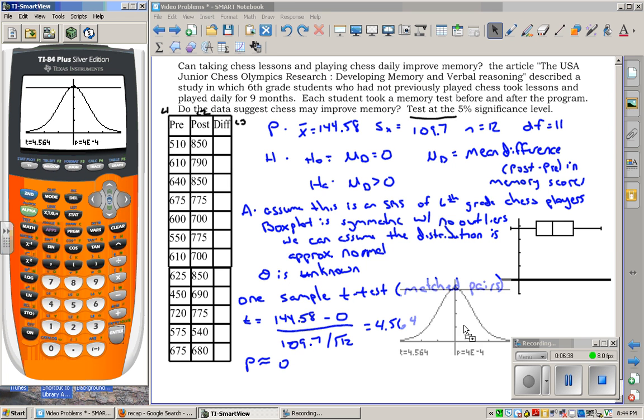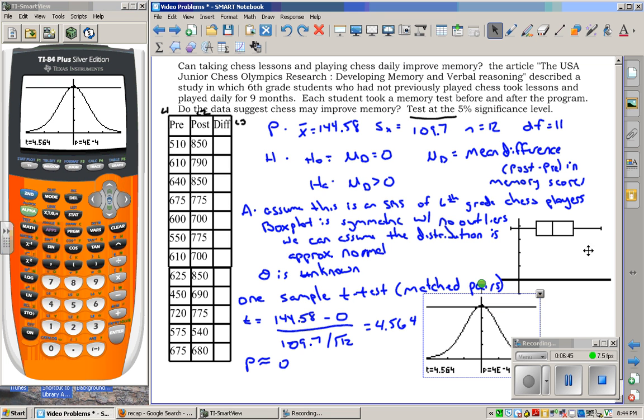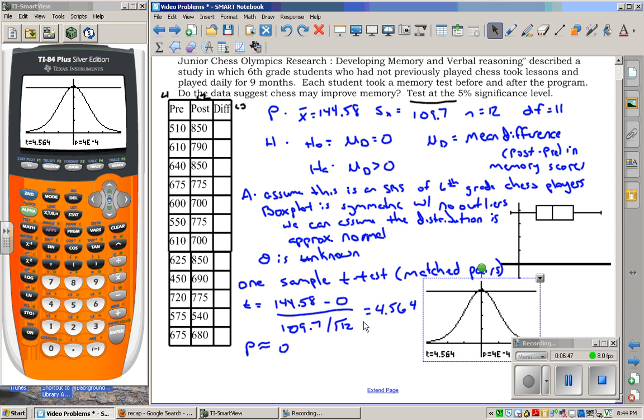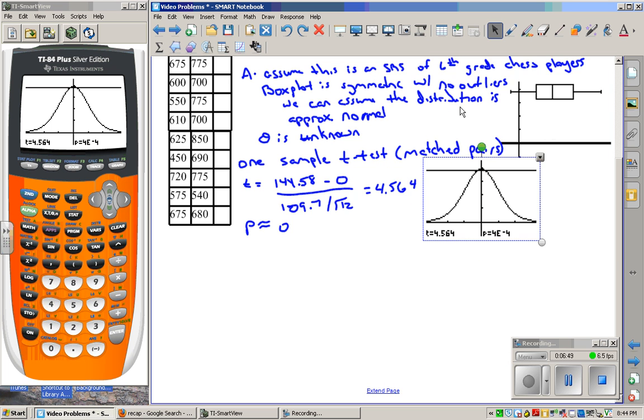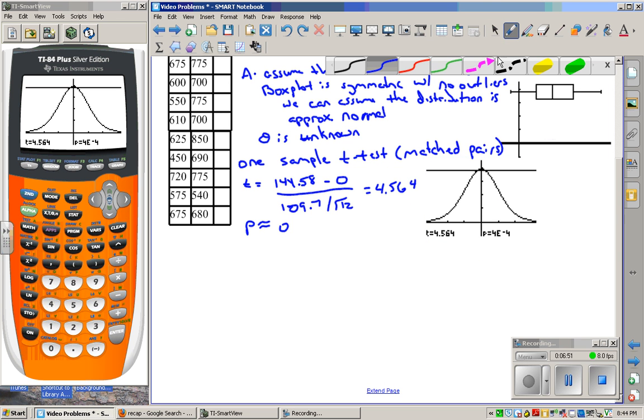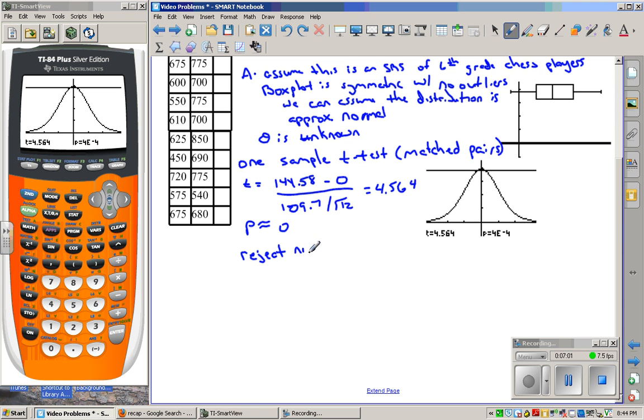And I can drag that picture down there. Alright, and then based off of that picture, based off of that p-value, we're ready to make a decision. We're going to reject the null in this case.